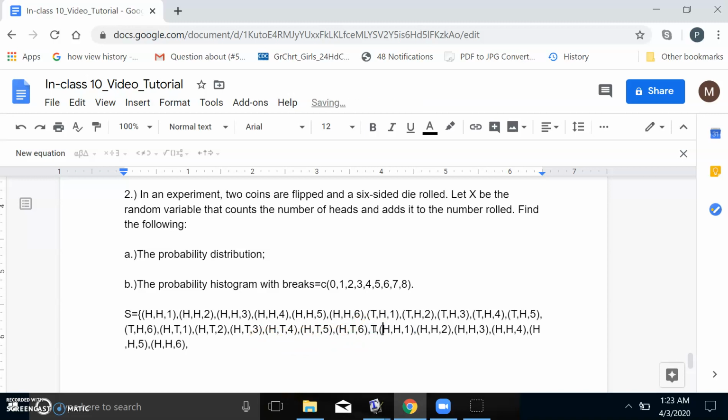So it would be tails, tails, 1, tails, tails, 2, tails, tails, 3, tails, tails, 4, tails, tails, 5, and lastly tails, tails, 6. And that's it then.